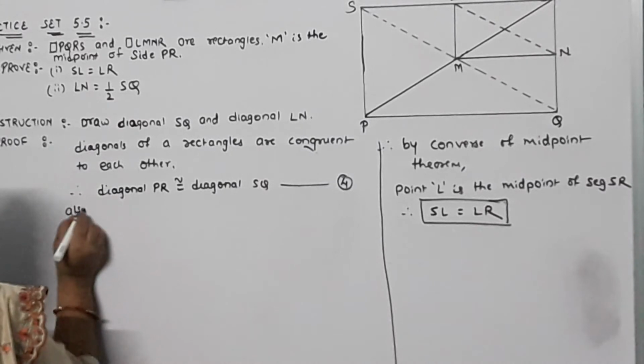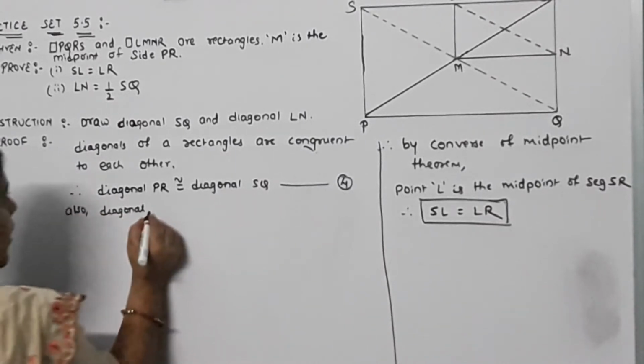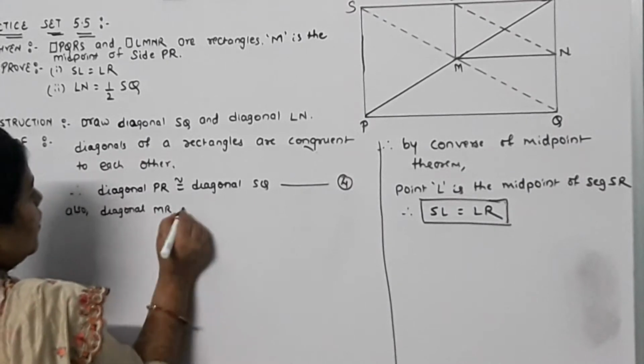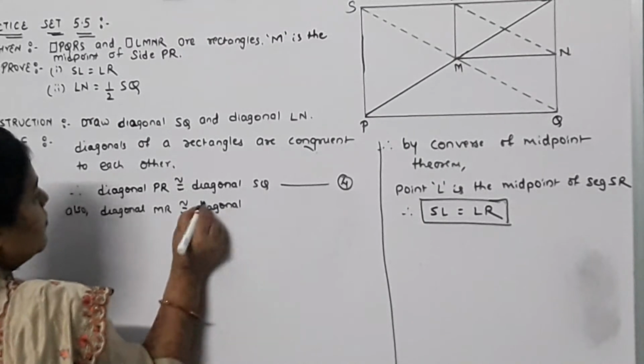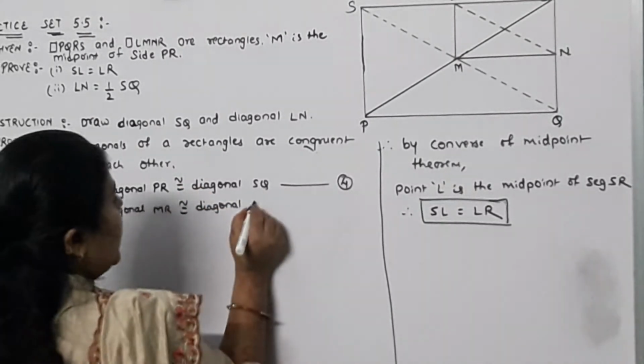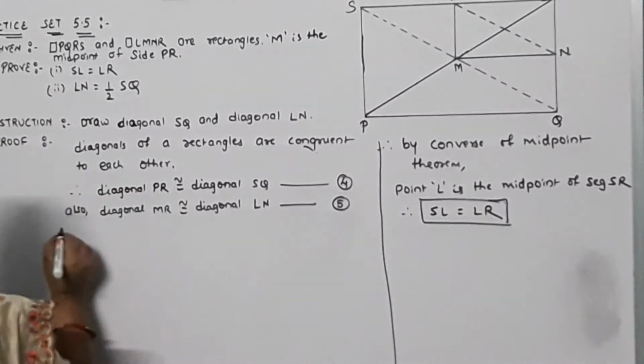Also, diagonal MR is congruent to diagonal LN. This will be your equation 5.